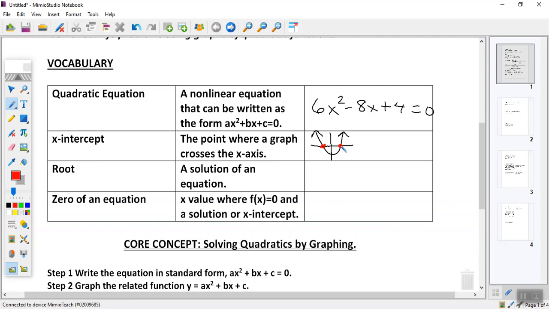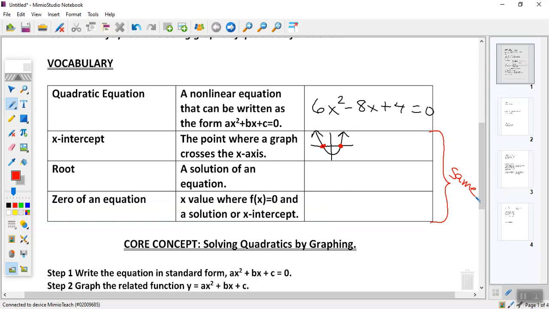Another term we're going to look at is root. And a root is a solution of an equation. Okay. And then likewise, a zero of an equation is the x value where f of x is equal to what? 0. And a solution or the what? All right, here's what I want you to understand right here. These three terms all pretty much mean the same, they pretty much mean the same exact thing.